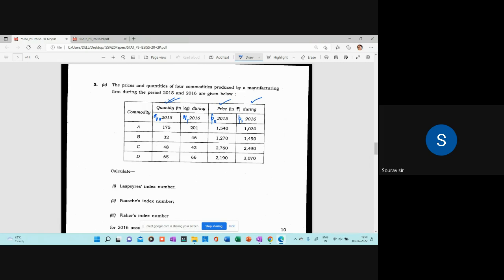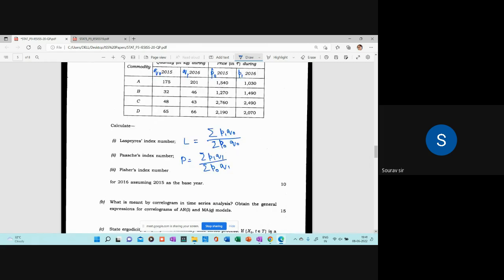I think for your convenience, I should write the formula over here as well. This L is equal to summation over, I am writing it in the short notation basically, like the P1 Q1 notation: summation of P1 Q naught by summation of P naught Q naught, and this P is summation of P1 Q1 by summation of P naught Q1. For the Fisher's index, first calculate these, I should give you 5 minutes time, then I should proceed to the next question.